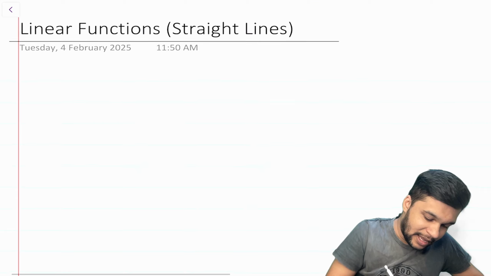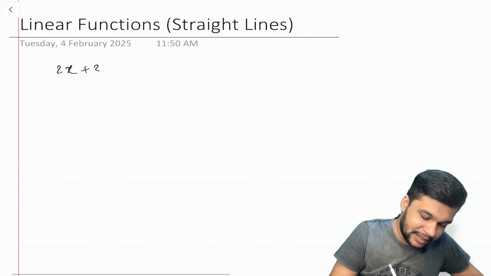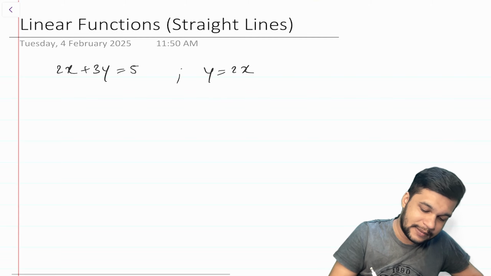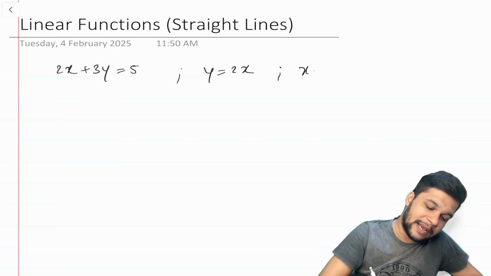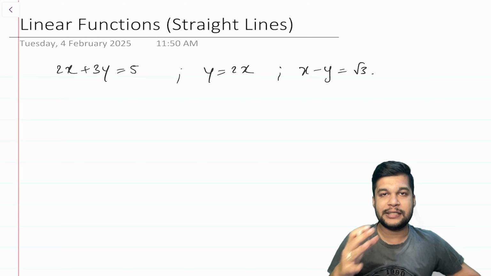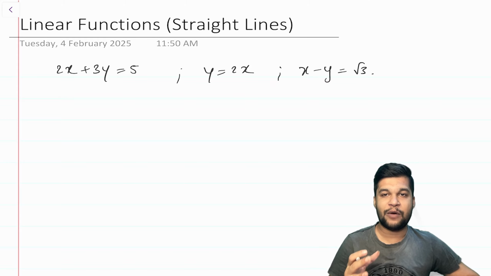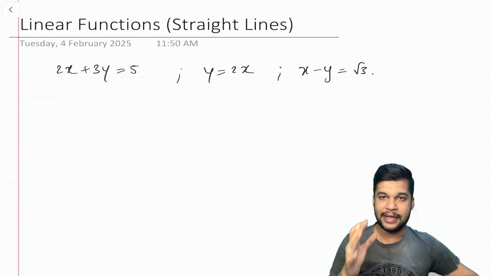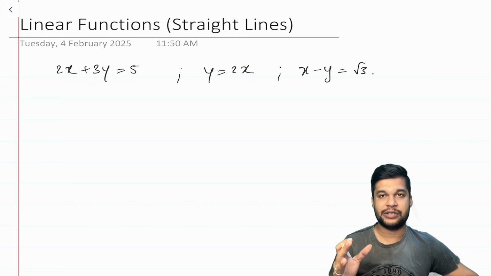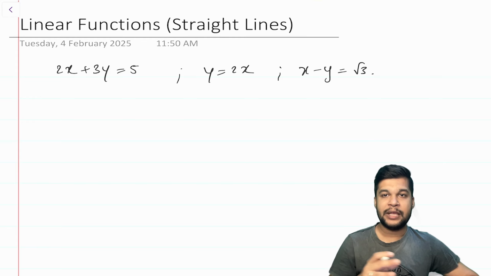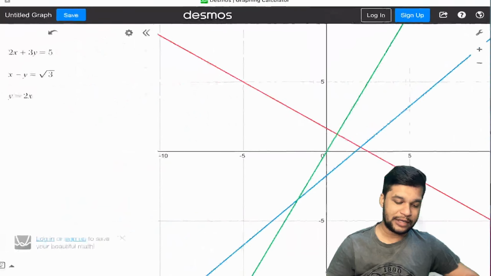For example, let's say 2x plus 3y equal to 5, or let's say y equal to 2x, or you can say x minus y equal to root 3. If you observe, in all these three examples, the highest power of the variable is 1, and hence we can call them linear functions. Now when you draw these functions on the graph paper, they will look like a straight line.